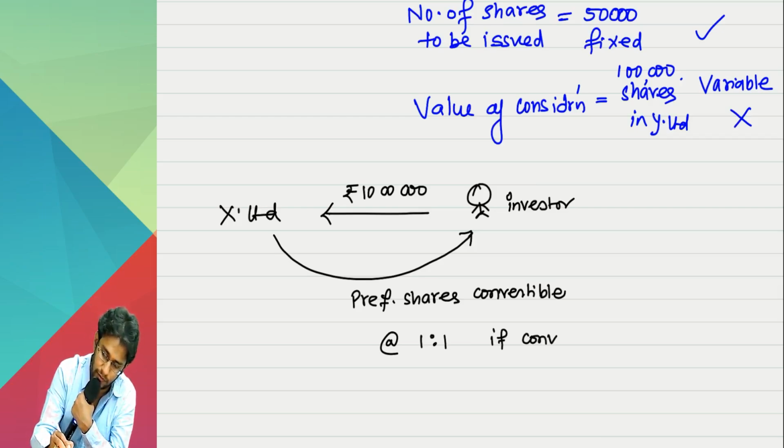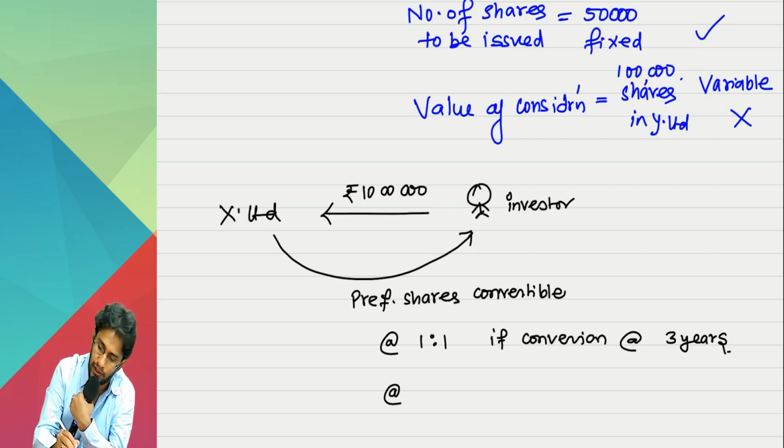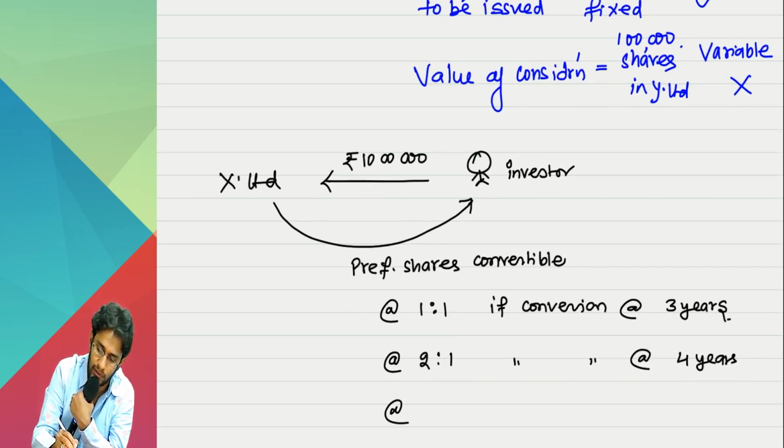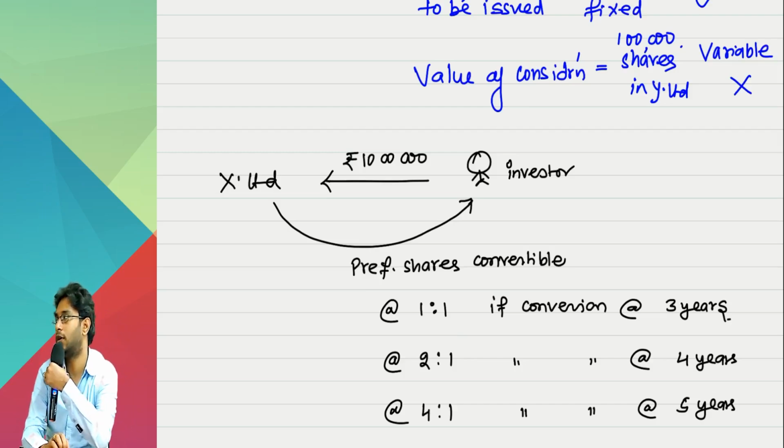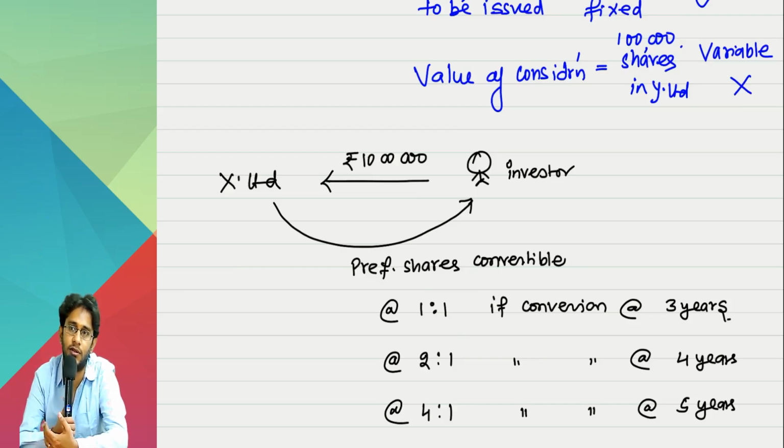If conversion happens at 3 years' time, if this fellow comes at 3 years' time, I will give 1 equity share for every 1 preference share. Indirectly the number of shares is fixed. I will give at the ratio of 2:1 if conversion is happening at the end of 4 years. And I will give at the ratio of 4:1 if you come for conversion at the end of 5 years. So the number of shares to be issued is variable in this case. That's the question.